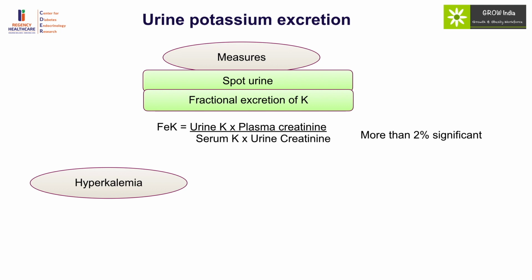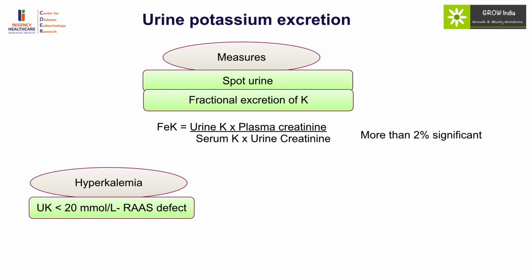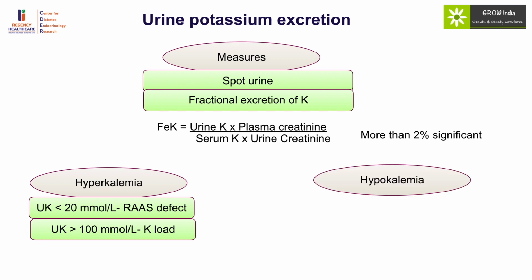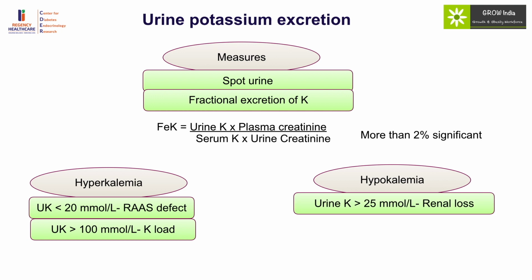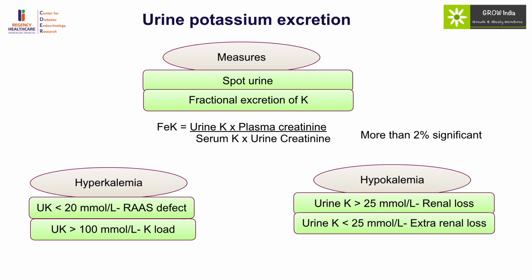In the setting of hyperkalemia, one would expect the urinary potassium to be high, and if the urinary potassium is less than 20, it indicates a renin, angiotensin, aldosterone system defect, while in potassium load the levels are extremely high, beyond 100. In hypokalemia, again one would expect the urinary potassium levels to be low, but if they are more than 25, it means that there is a renal loss, while levels less than 25 are indicative of extrarenal loss.